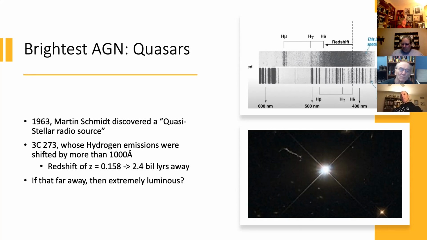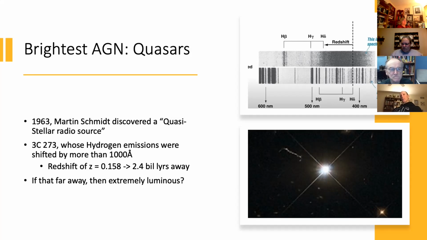Something that is redshifted indicates that it is further away. So if these hydrogen emission lines were shifted by 1,000 angstroms, this corresponds to a redshift of about 0.15. And as a lot of us may or may not know, something that has a higher redshift is further away, typically, due to the expansion of space over time. So this means that 3C273 is about 2.4 billion light years away.